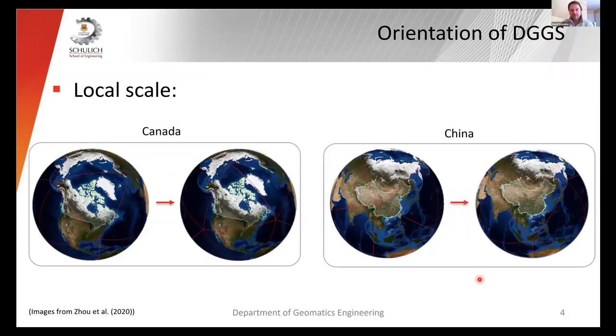But aside from a global scale, national or regional administrators may also find it beneficial to adopt a DGGS framework to reference the large volumes of data encompassed within their boundaries. Therefore, we should consider DGGS orientation at a local scale. So here, these images just try to show that in this case, the icosahedron can be rotated and translated to ensure that the study area, whether it's Canada or China, can be optimally placed within a single face.